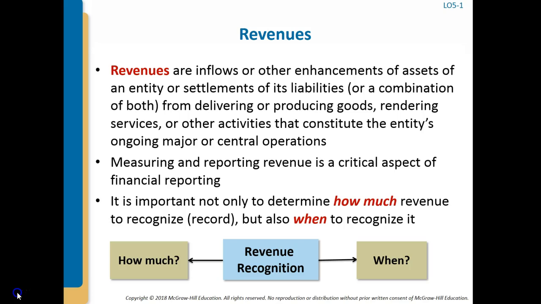It's not only important to determine how much revenue to recognize, but also when to recognize it. A one-year income statement should report a company's revenues for only that 1 year period.